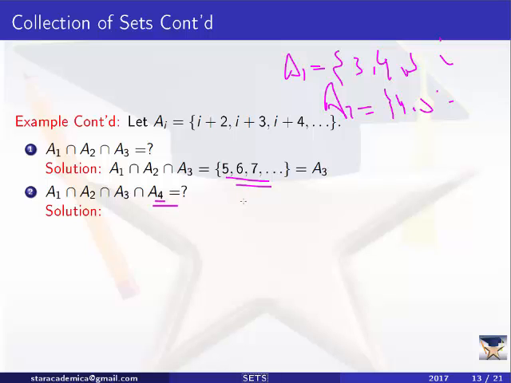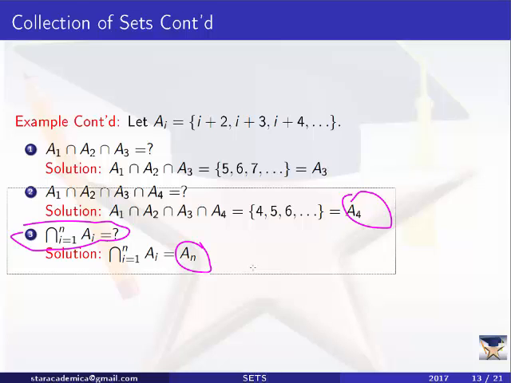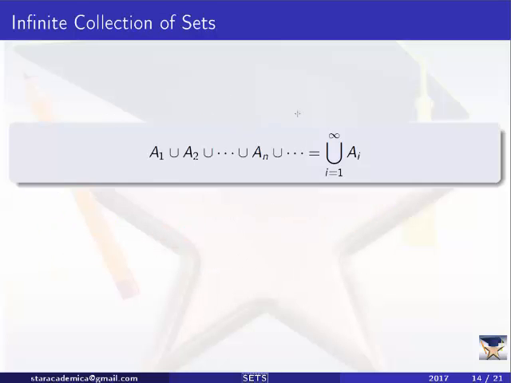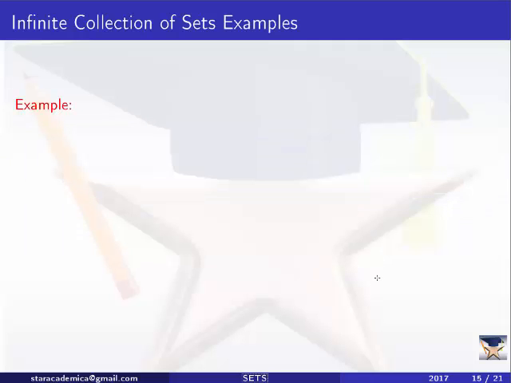And if we have A4, this will be A4. So if we are intersecting n of them, the smallest one will be An. We may have an infinite collection, then this is the notation, and after the nth step, we put 3 dots, meaning it continues forever. And here also, we can intersect infinitely many sets, and the notation is quite similar. We put here an infinity symbol, which represents the infinite collection or intersection.